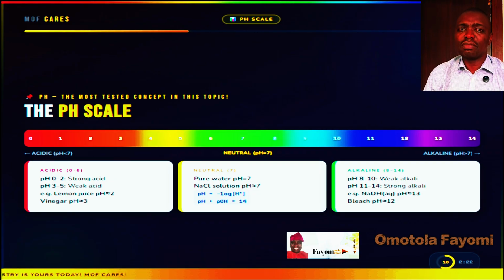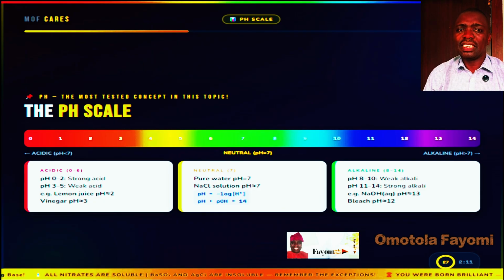The pH formula is: pH equals negative log of the hydrogen ion concentration. This means pH equals minus log [H+]. The square brackets mean concentration in mol per dm cubed. An important property: the pH scale is logarithmic.